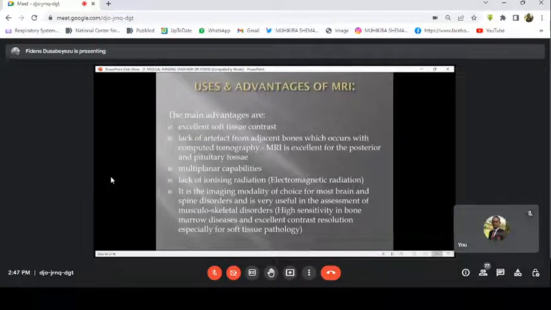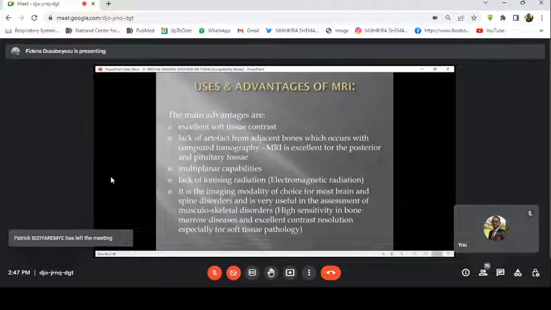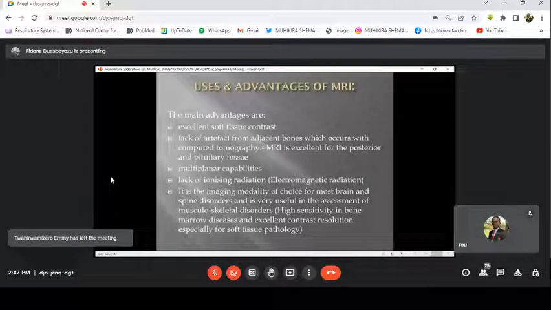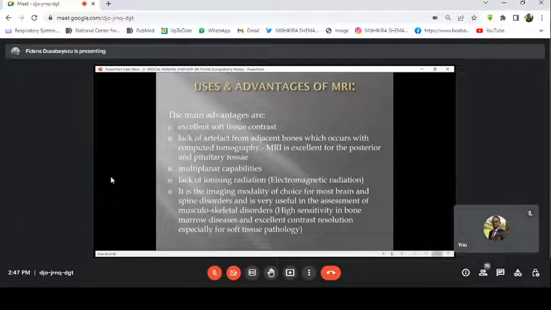Number 3, it has multiplanar capabilities. When you are scanning in MRI, it immediately gives you coronal, axial. CT scan, remember, we only do axial scan, and afterwards we can reconstruct and now produce sagittal and coronal. So that's what we call multiplanar capabilities for MRI.